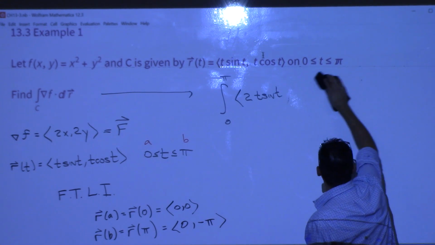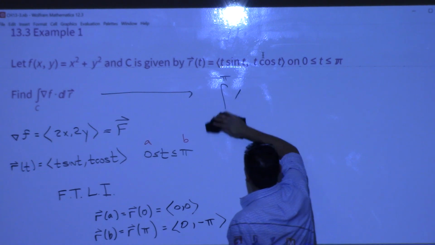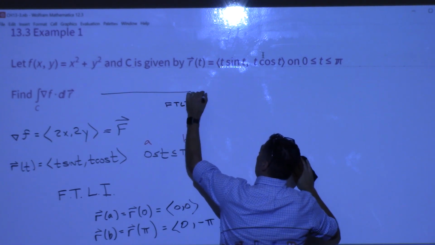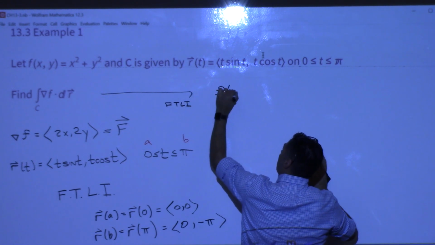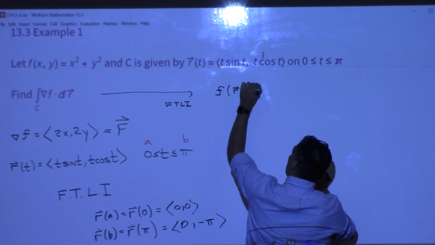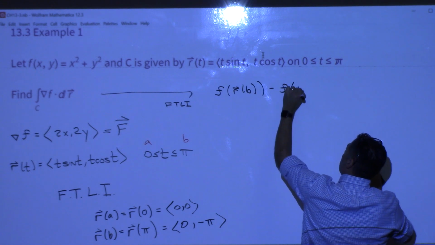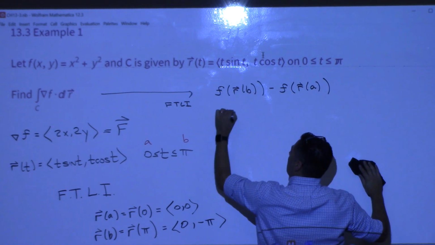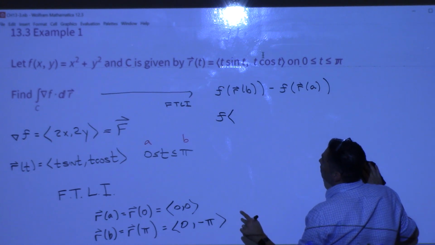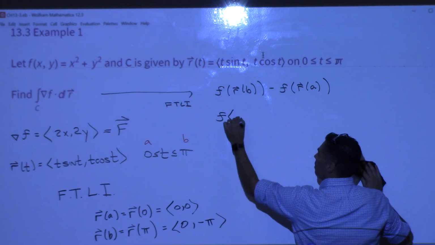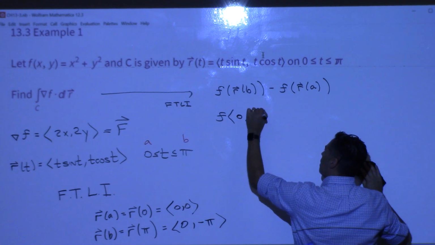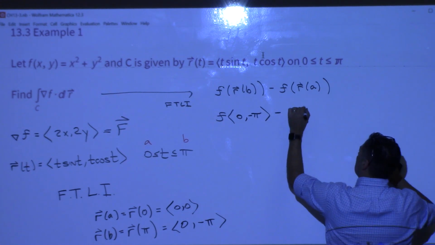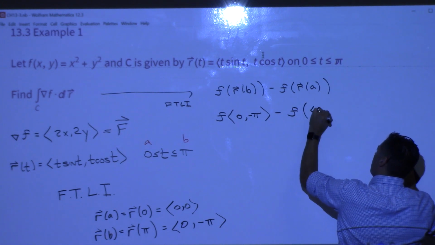So now instead of doing all that, what I'm going to do is use the fundamental theorem of line integrals, right? And I'm going to say, okay, this is just equal to f evaluated at r of b minus f evaluated at r of a. Now for us, that means f evaluated at 0, negative pi, and then minus f evaluated at 0, 0.